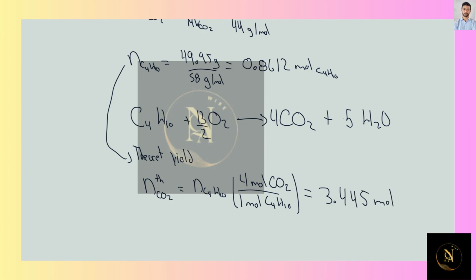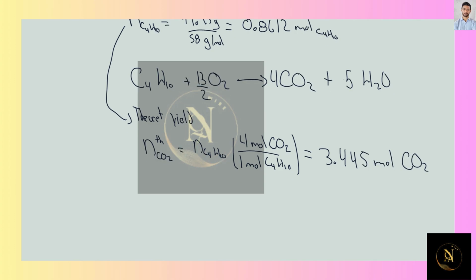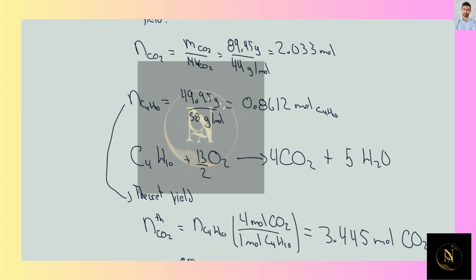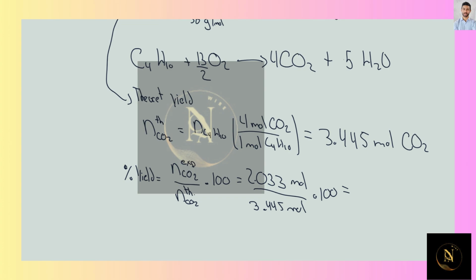This gives us a theoretical yield of 3.445 moles of CO2. To find the percent yield, this is going to be the amount of CO2 coming from the experiment divided by the amount of CO2 coming from the theoretical prediction, times 100. In the experiment we got 2.033 divided by 3.445 moles times 100, giving a percent yield of 59.01%.